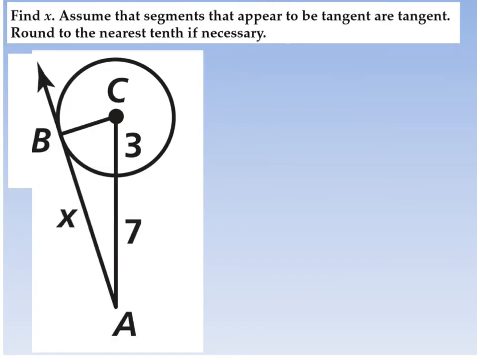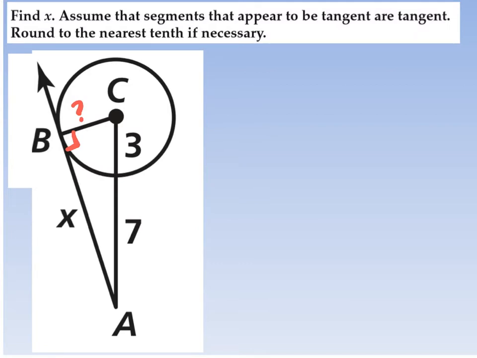Now in this next problem, it says find x, assume that the segments that appear to be tangent are tangent, and round to the nearest tenth if necessary. So if we're assuming that this is a tangent, we can assume that this is a right angle. So we're going to have to use Pythagorean theorem. However, we don't know what this missing side is. We know we have x, but we somehow have to figure out what this is from the diagram.